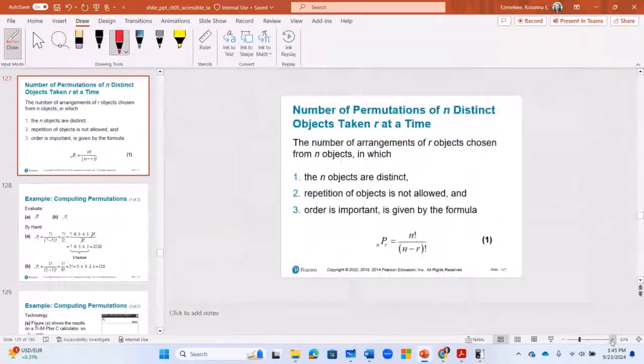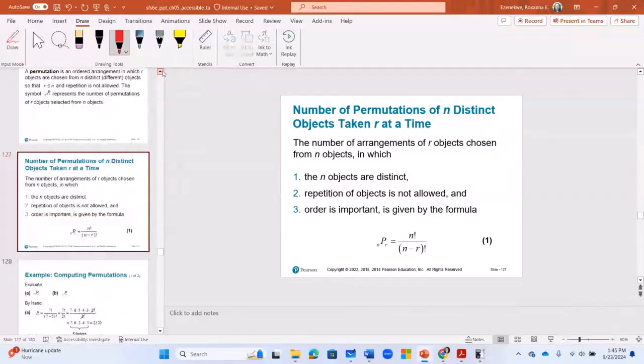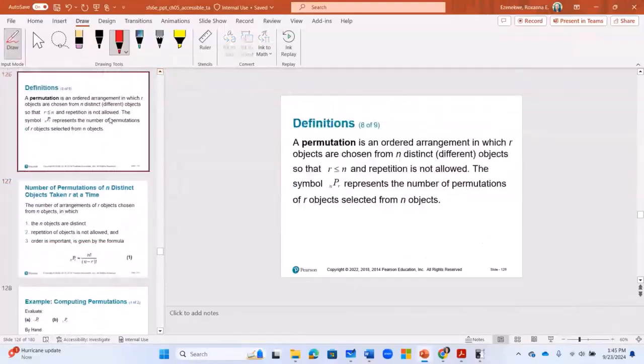Okay. Number of permutations of n distinct objects taken R at a time. The number of arrangements of R objects chosen from n objects. We want to know what is the most important thing. How do I know that a question is a permutation question? That is the biggest problem. This is what students are going to ask, maybe at the end of the day. So let's read the definition.